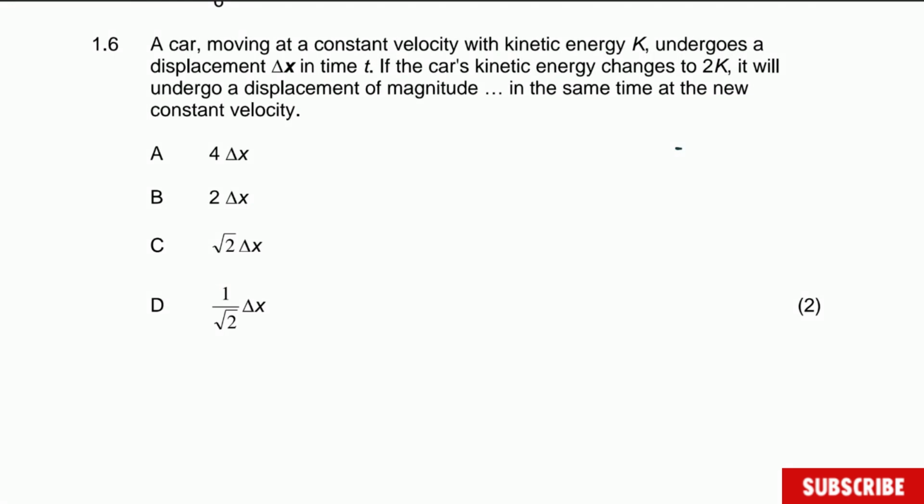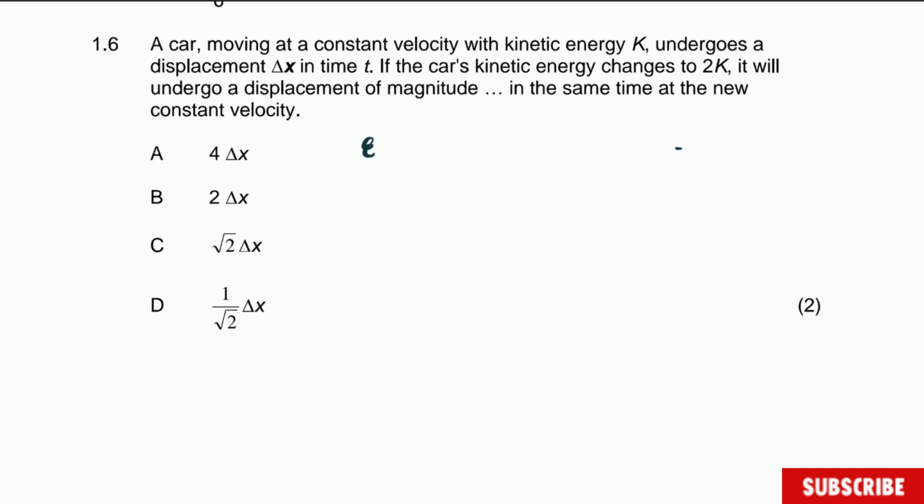Okay guys, now question 1.6. A car moving at a constant velocity with kinetic energy k undergoes a displacement delta x in time t. If the car's kinetic energy changes to 2k, it will undergo a displacement of magnitude, and they give you 4 options there, in the same time at the new constant velocity. So we have 2 situations here. We have a situation when the kinetic energy is k.